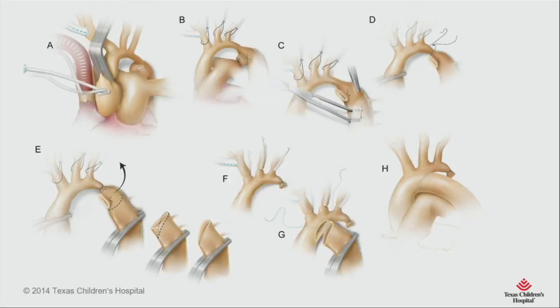And this is done through a median sternotomy. There's different types of procedures. This is just one of them. This is an aortic arch advancement, which basically means ligating the duct, ligating the isthmus, removing all the ductal tissue similar to the other procedure, and then creating an anastomosis to the proximal aortic arch or distal ascending aorta.